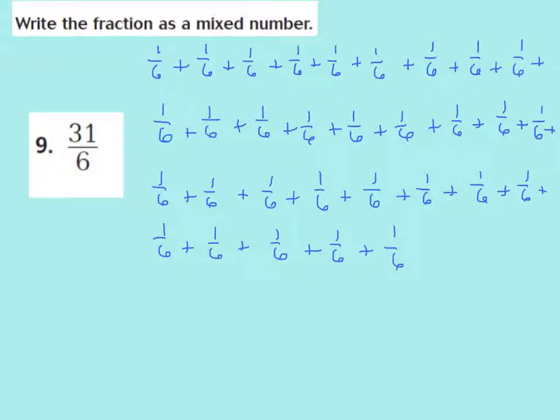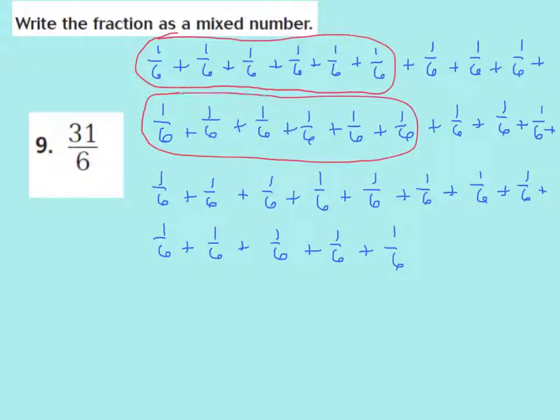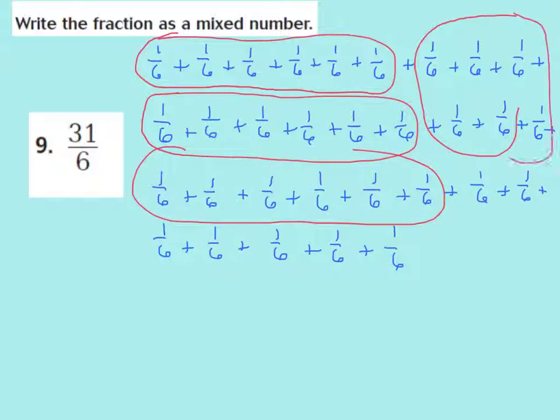So let's go ahead and make a whole. I'm going to group 6/6. 1/6, 2/6, 3/6, 4/6, 5/6, and 6/6. Now I can keep doing that until I get groups of 6/6. So I'm going to do another group of 6/6. And I can still do another group of 6/6. And I can still do a group of 6/6. 1, 2, 3, 4, 5, 6. And I can still do one more group of 6/6. 1, 2, 3, 4, 5, and I'll include this one here.